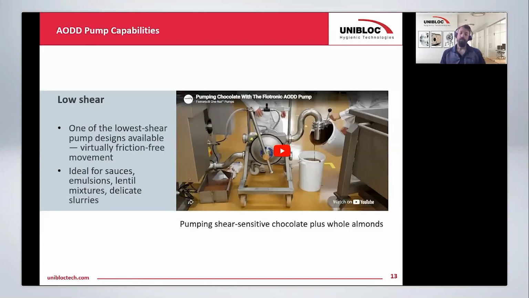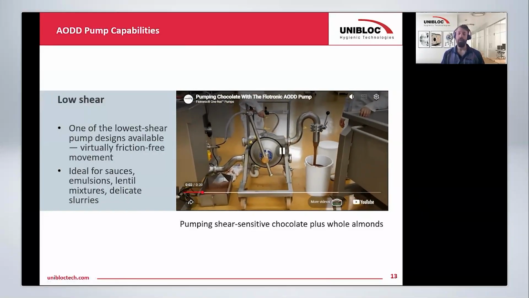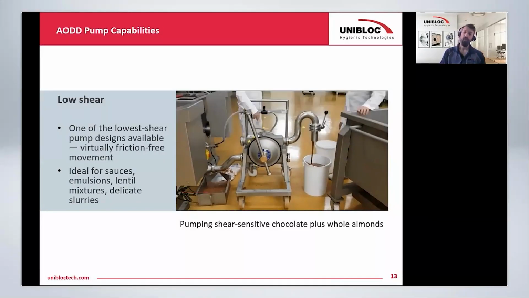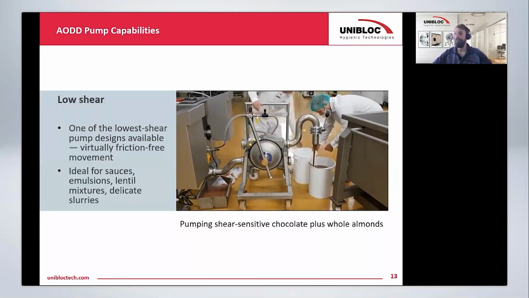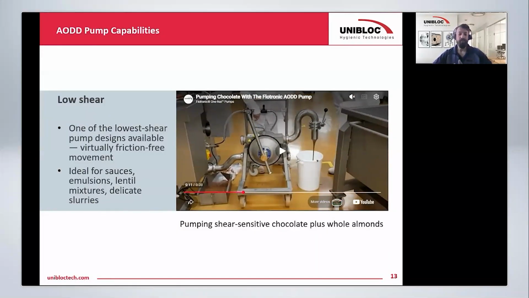AODDs have large clearances that enable them to pump those solids, but on top of the large clearances between the moving components, the check balls, they also have a large product chamber and a lack of any rotating assembly inside the pump. These features help reduce the amount of shear that the pump imparts on the fluid. This is really important for shear-sensitive products like chocolate. If you don't pump chocolate correctly, it can seize up, which, if you're a manufacturer, is ruining your product.